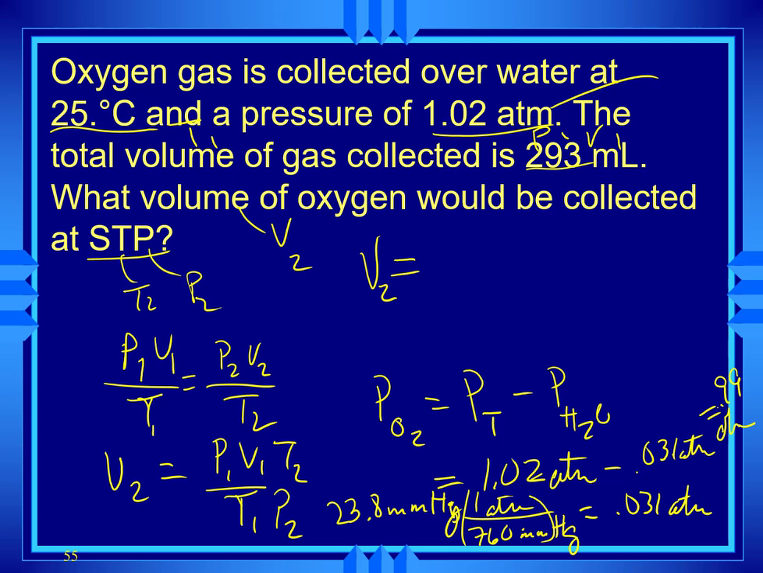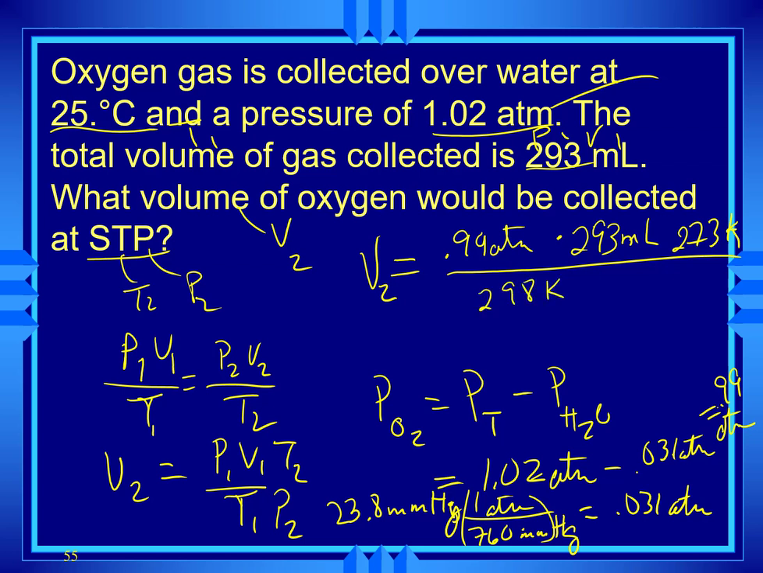So the P1 would be the 0.99 atmospheres times V1, 293 milliliters. Now, we have been forced to change it to liters, but that's because we were using R, and R had liters in it. Are we going to use R this time? Nope, so I can leave it in milliliters. My temperature 2 was STP, so that was 273 K. My temperature 1 was 25, which is 298 K. And pressure 2 was 1 atmosphere.